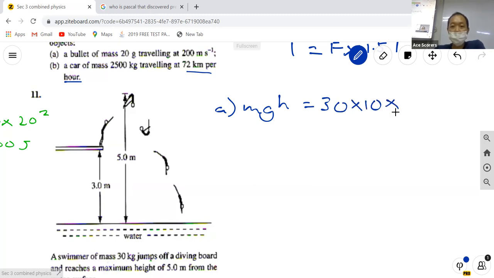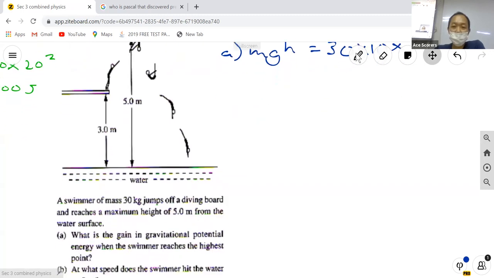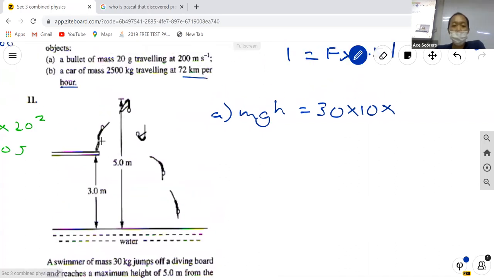Now, the tricky thing is, what's the H? 5. Okay, the trick, this is a bit of an English thing. They say gain. What's the gain? They never ask what is his GPE at the highest point. They say, what is his gain in GPE? So if you want to look at gain, you have to look at the original, where is he? So it's here. Does he have GPE at this point? Is there gravitational potential energy? Yes. You find the GPE by using 3 meters.